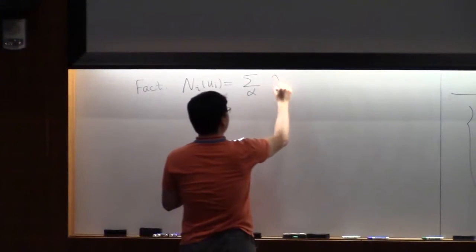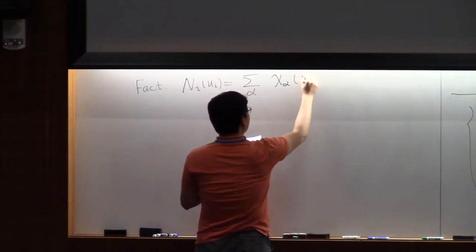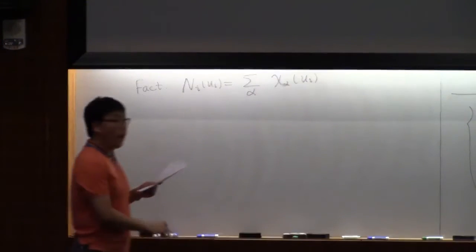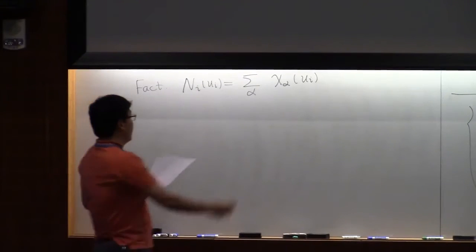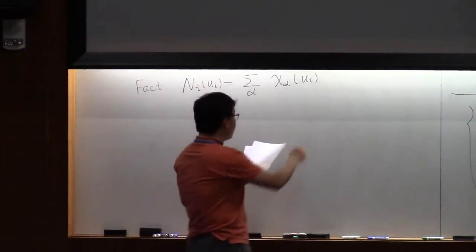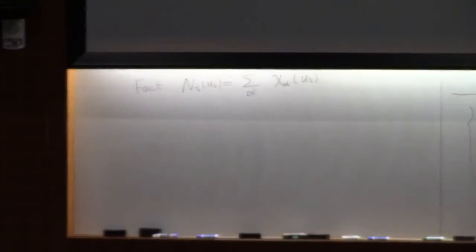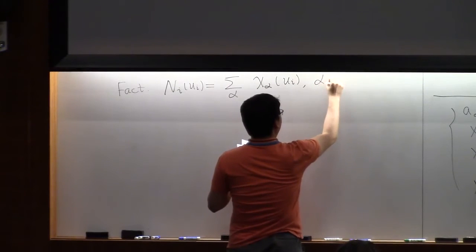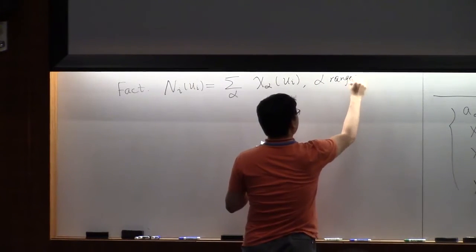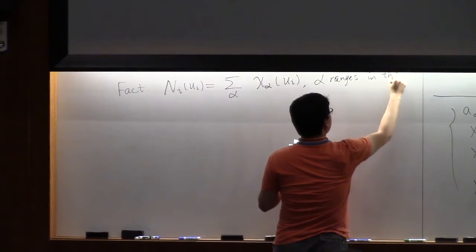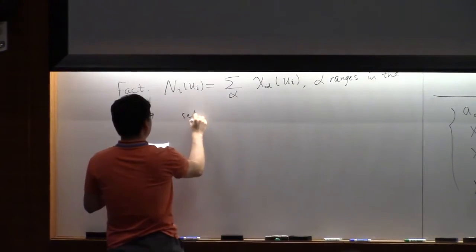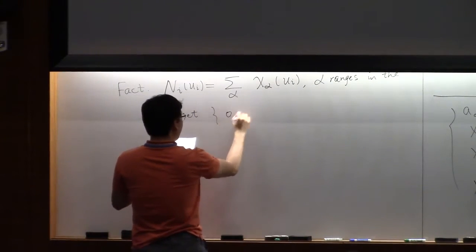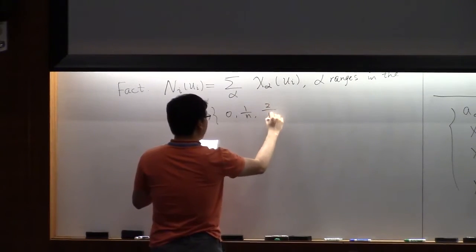values of characters. Here you consider all the characters of this form, but you do not consider all the possible rational alphas. Here, alpha ranges in the set zero, 1 over n, 2 over n, and so on.